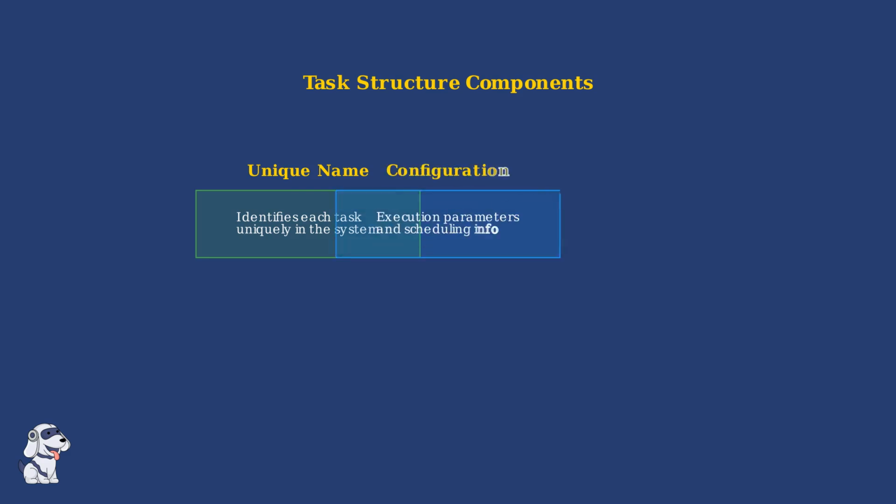The second component contains configuration information, including execution parameters and scheduling details that control how and when the task should be processed. The third component is the optional payload, which contains data from the initial request. This payload carries the actual work instructions for the task. When tasks include payloads, they utilize specific HTTP methods for data transmission. Let's examine how this works in practice.